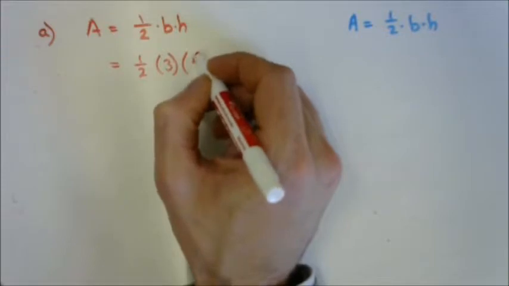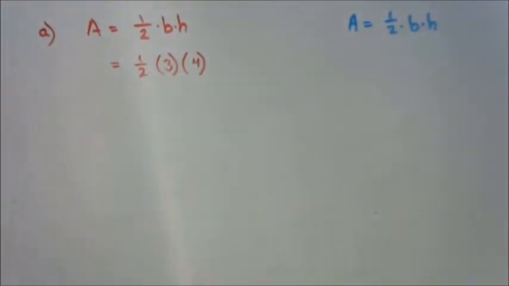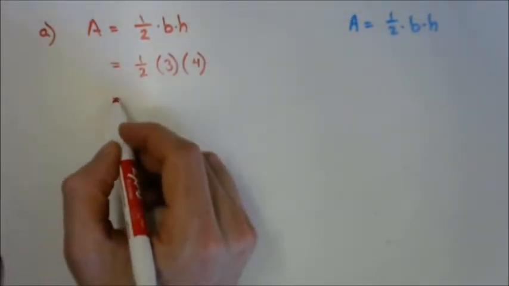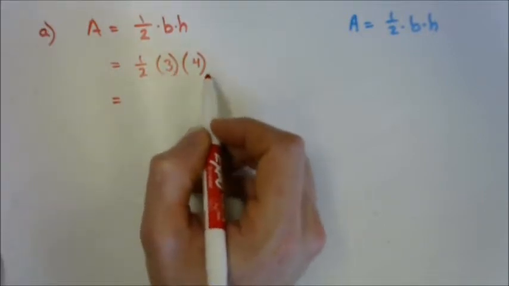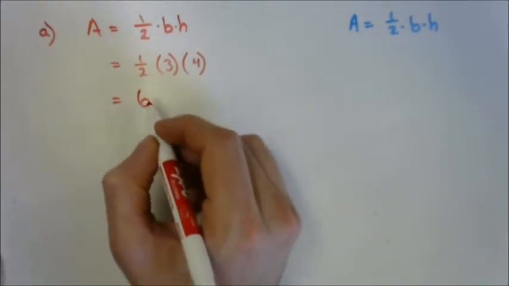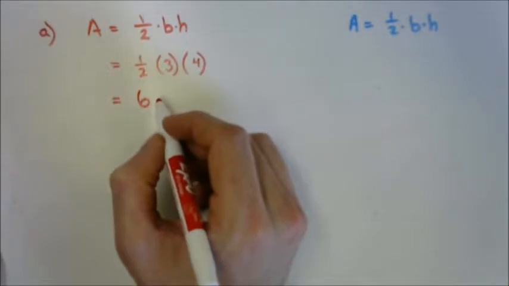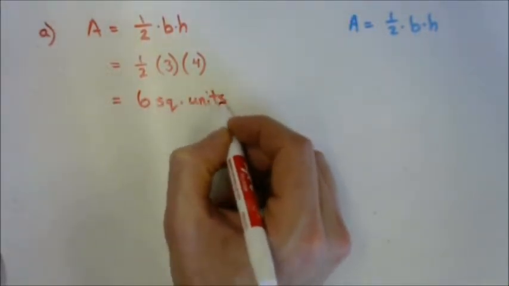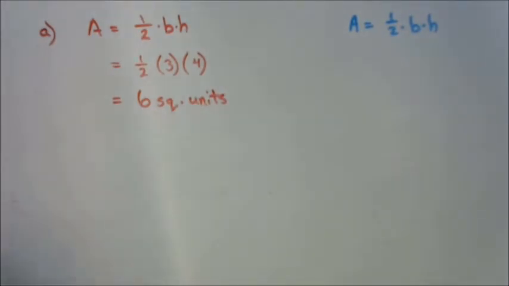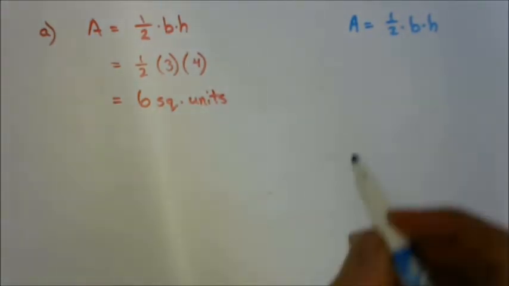4. You sure it's not 5? Of course it's not 5. That wouldn't be the height at all. That's the hypotenuse. Okay, I'm going to do my whole numbers first. So I've got 3 times 4 is 12, times a half is 6. That's easy. 6 square units. No specific units are given, so it's just whatever units it's in, square.